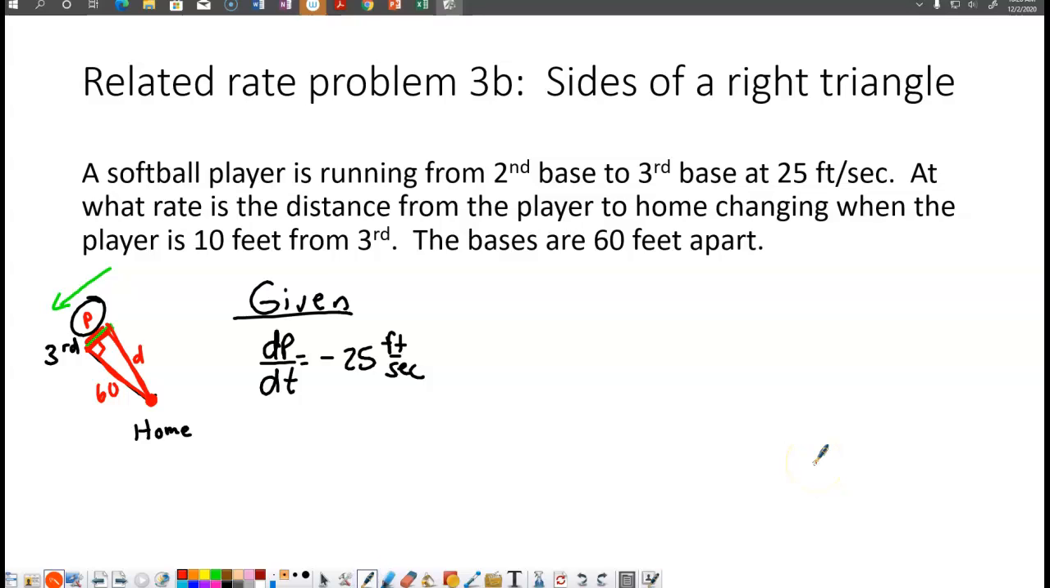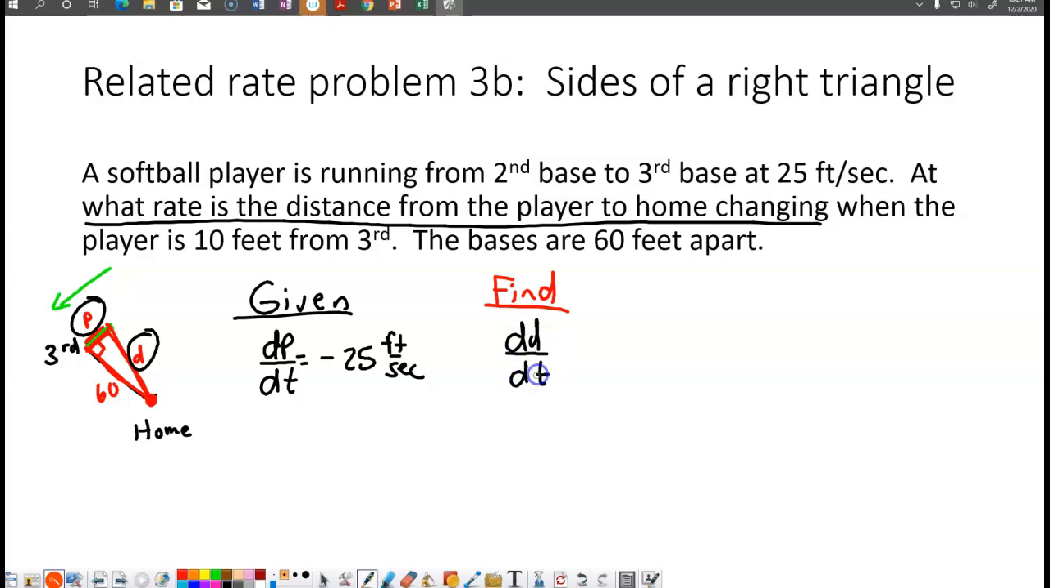Okay. What rate am I trying to find? Well, they're asking me at what rate is the distance from the player to home changing. So that would be D. So I want to know the rate of change of D with respect to time. And I would also expect that to be in feet per second, and I would expect it to end up being negative because it's also getting smaller.